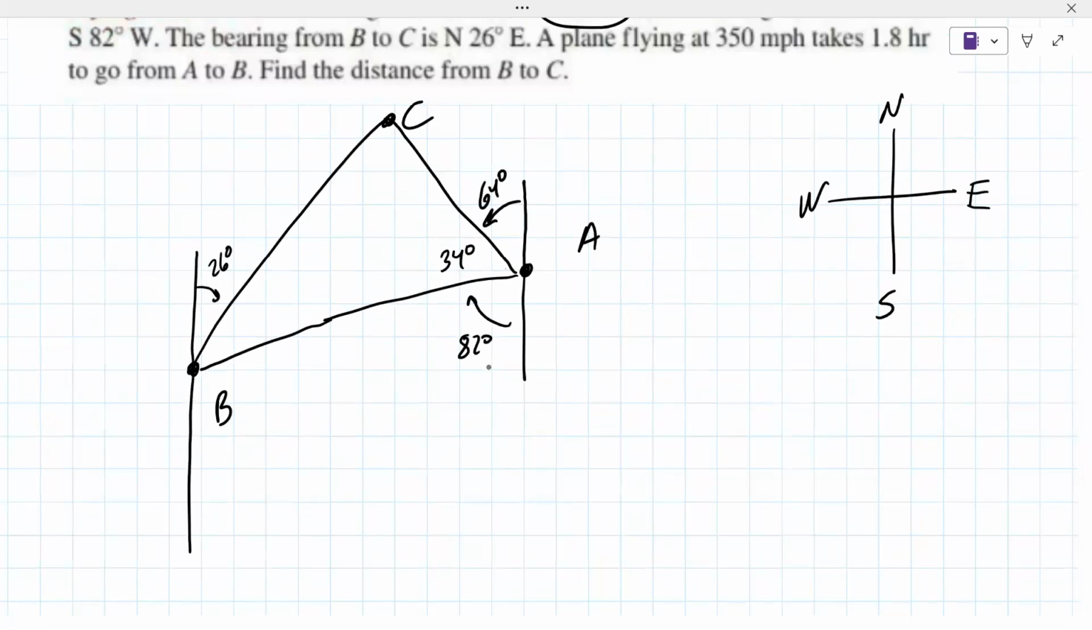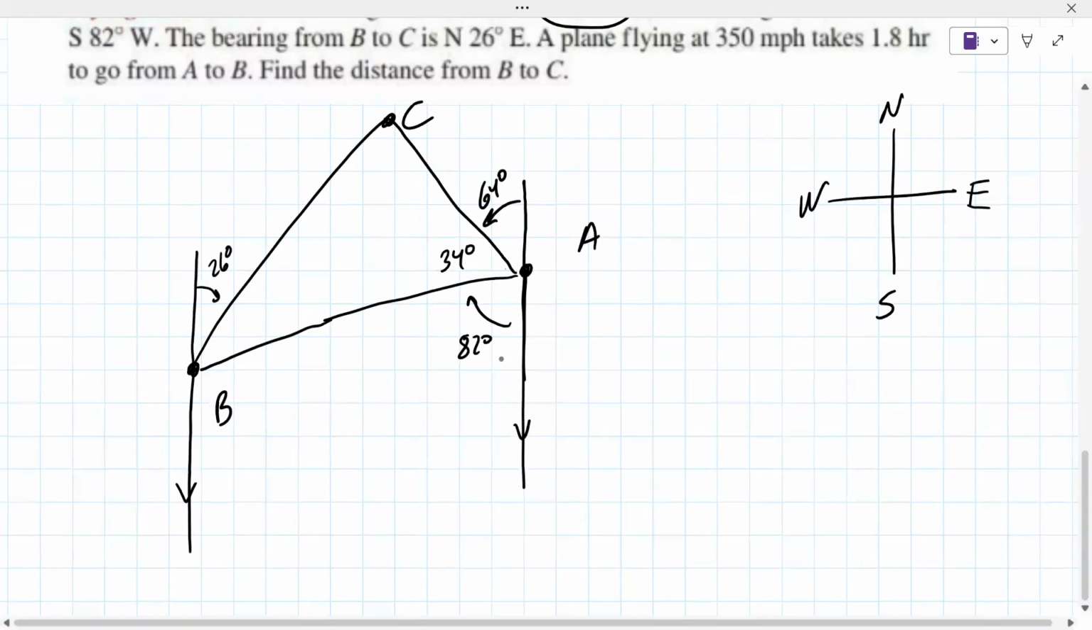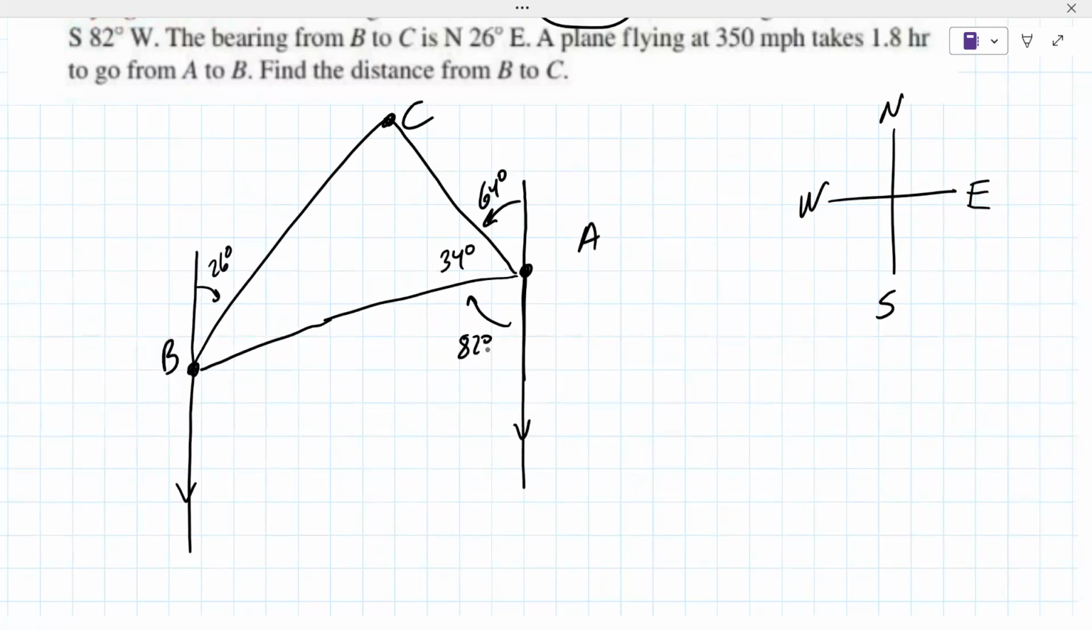Now the next one's a little bit harder to comprehend. These are parallel lines going down, and if you recall from geometry, these are same side interior angles, meaning that they add up to 180. So the angle here plus this one adds up to 180, making it 98 degrees. Okay.